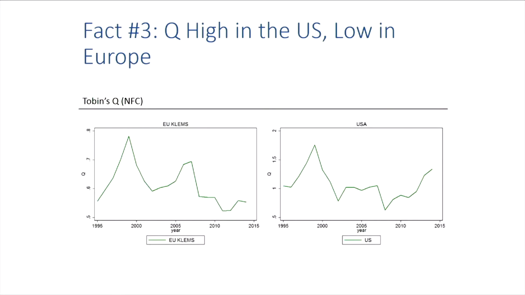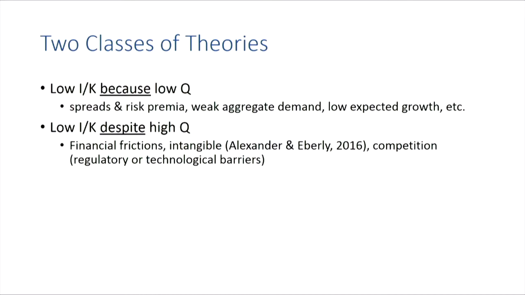You have all the tables in the paper to make the comparison. But of course, the time series are very clear. So Q is high in the US. In fact, it's higher than it's ever been, except at the peak of the internet bubble. In Europe, on the other hand, Tobin's Q is pretty low. So that sounds like a simple point, but actually it has very broad implications.